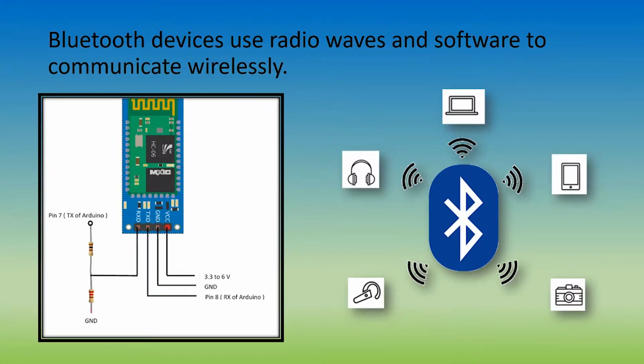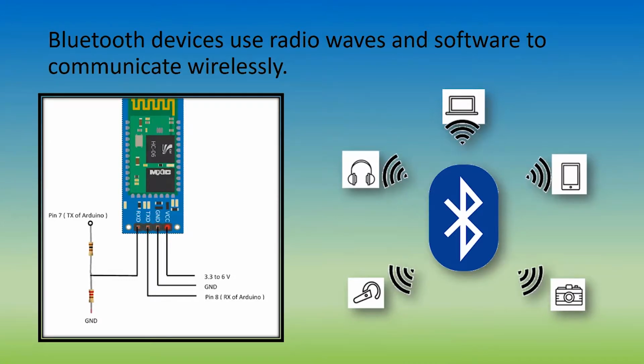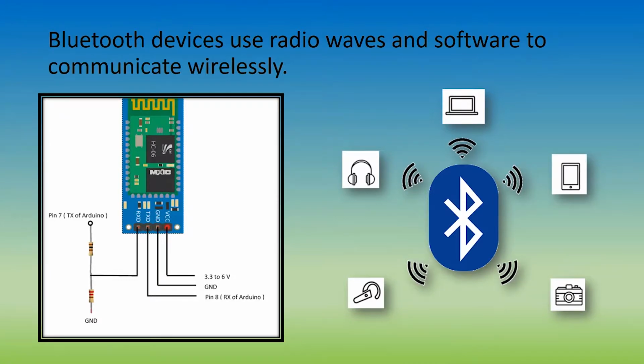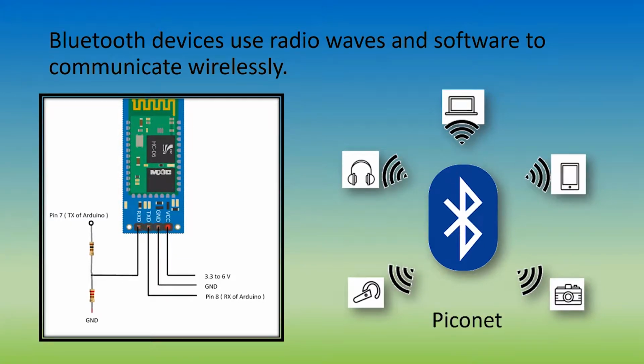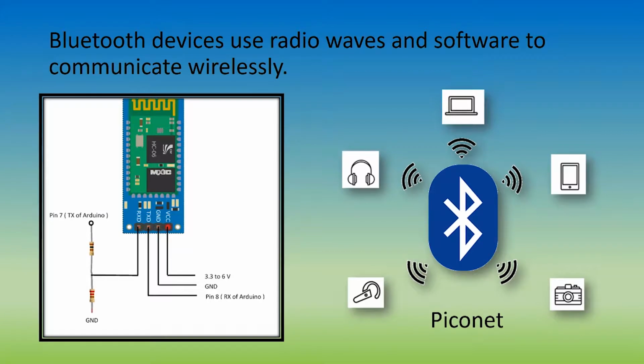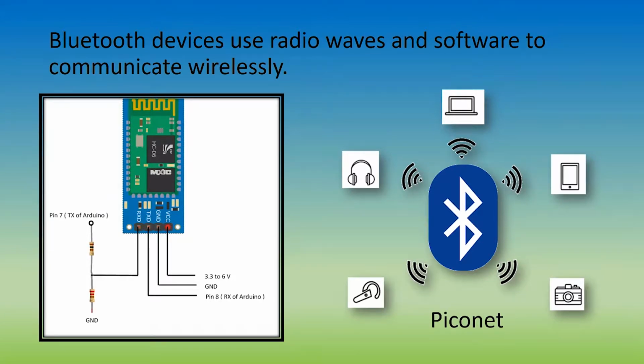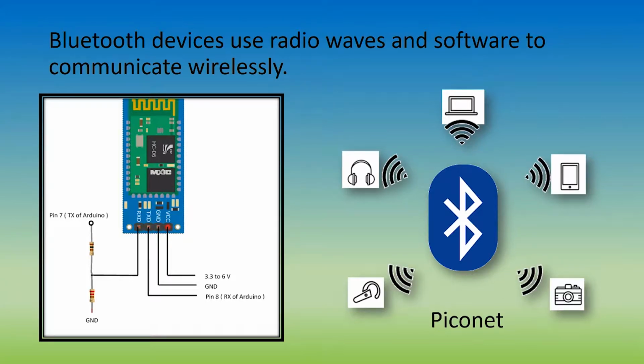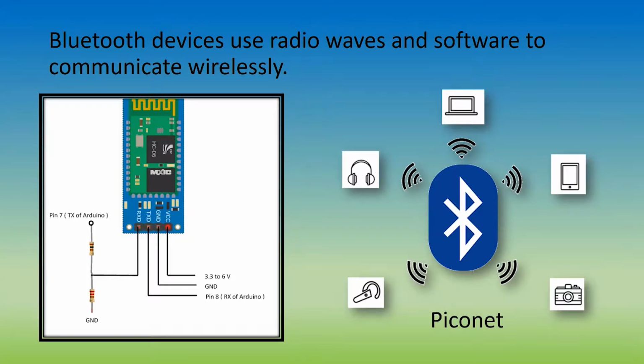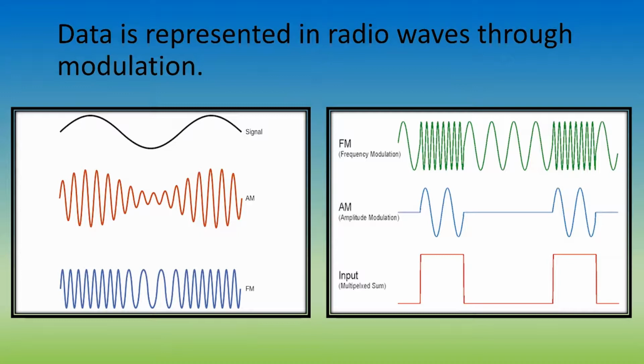When a device turns on Bluetooth, a small chip, as the one we will be using on the left, sends out radio signals to another device that will then respond back, creating a tiny network called a piconet. When a piconet is established, the two devices will transmit data back and forth using radio waves at a frequency of 2.4 gigahertz. A good question to ask is, how is data represented in radio waves?